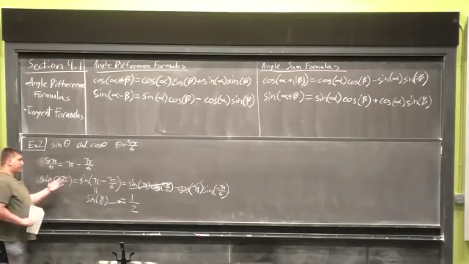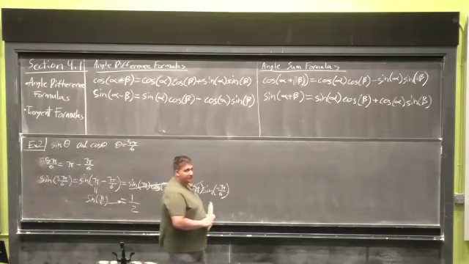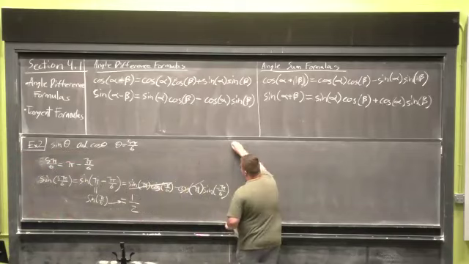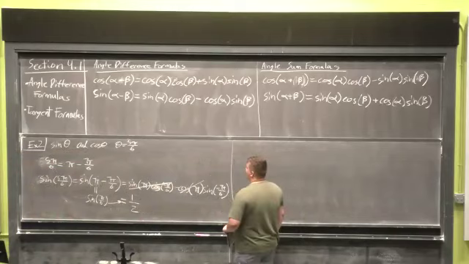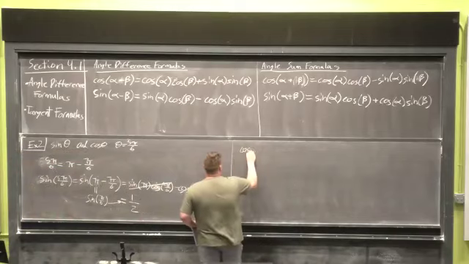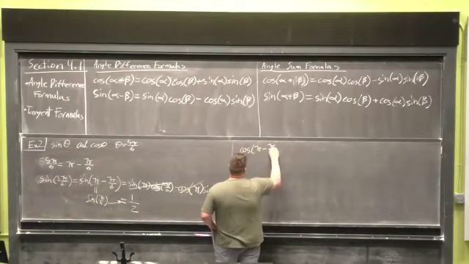But this is also showcase the power of the identities. We would have saved ourselves some work had we caught that, or if we didn't catch that, I should say. So cosine of pi minus pi over 6.